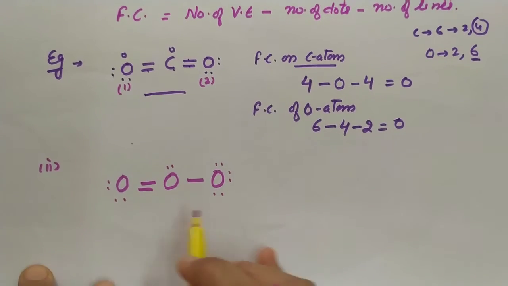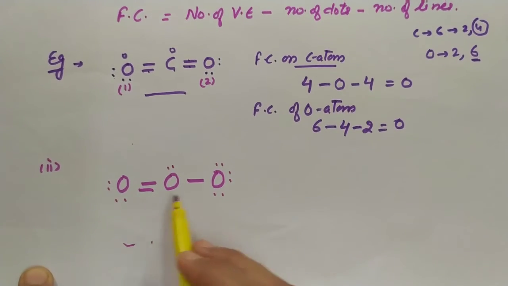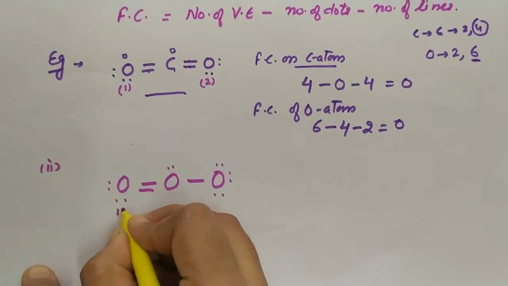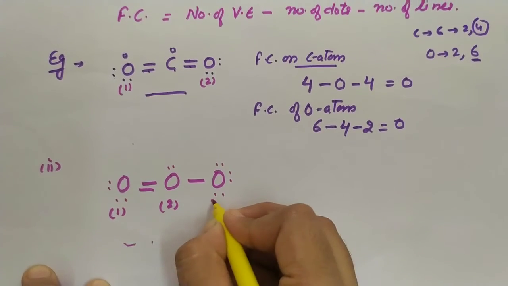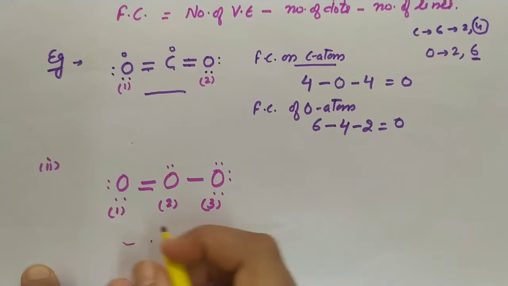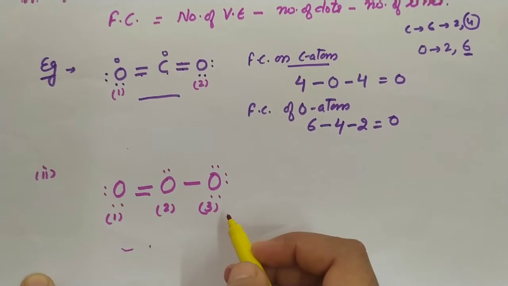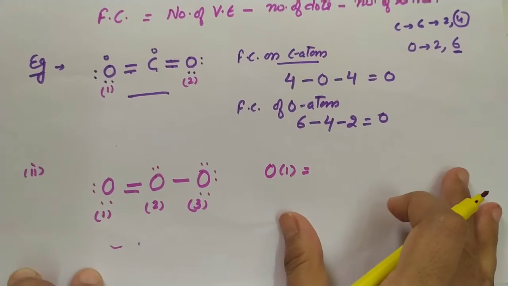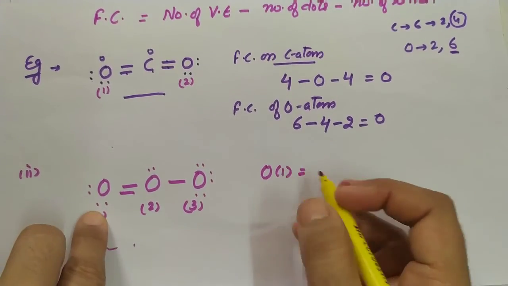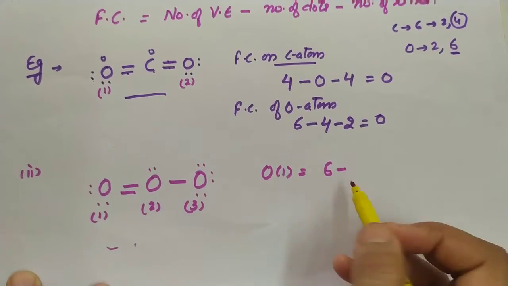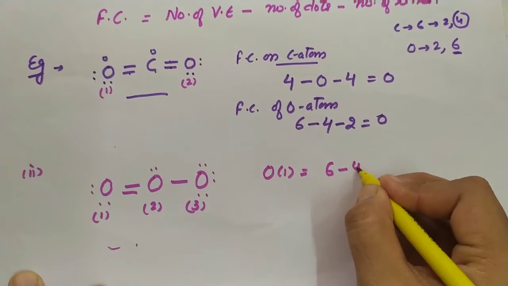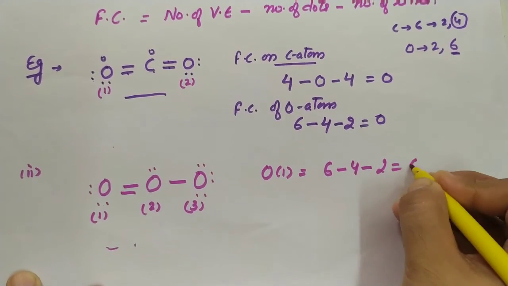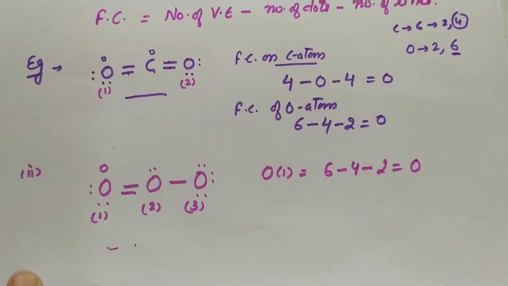I am taking another example, ozone, to find the formal charge on each oxygen atom. In this case, I am assigning this as oxygen number 1, this as oxygen number 2 and this as oxygen number 3. Now I am going to find the formal charge on the 3 oxygen atoms. Firstly on oxygen number 1: the number of valence electrons in oxygen is 6, minus number of dots 2 and 2, 4, minus number of lines, which is 2, so the result is 0. It means this oxygen gets 0 formal charge.